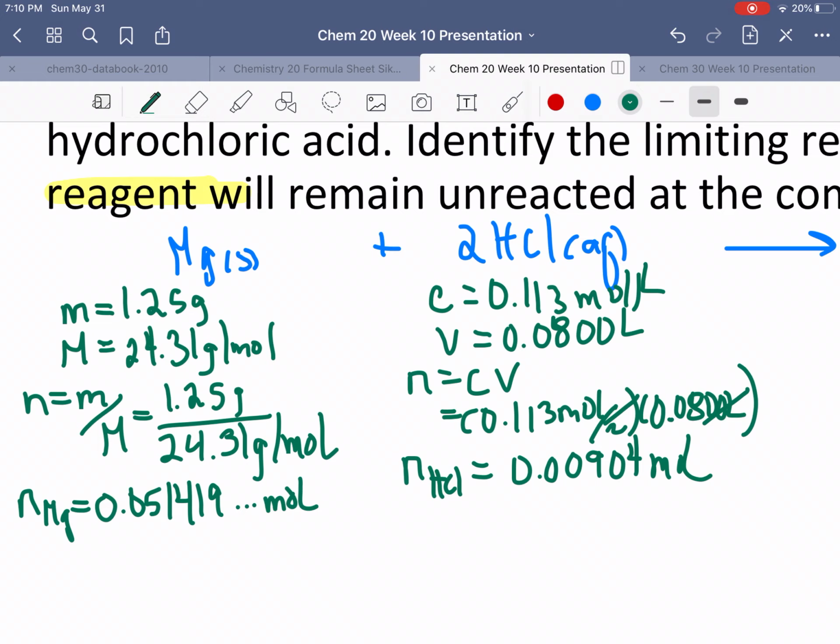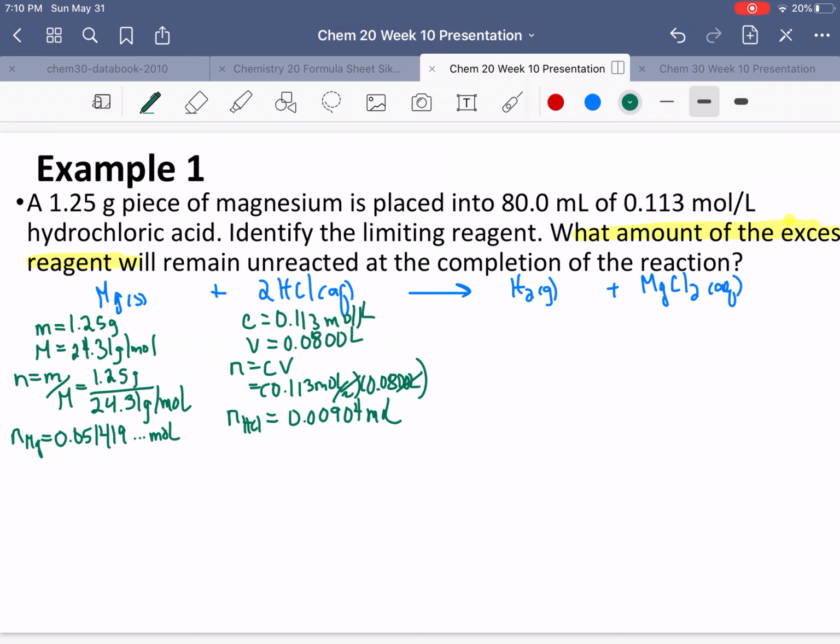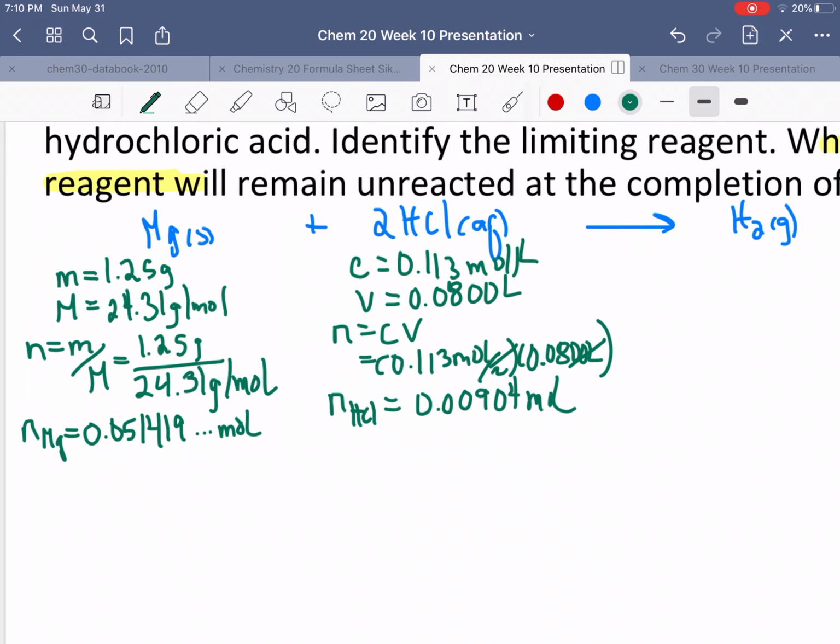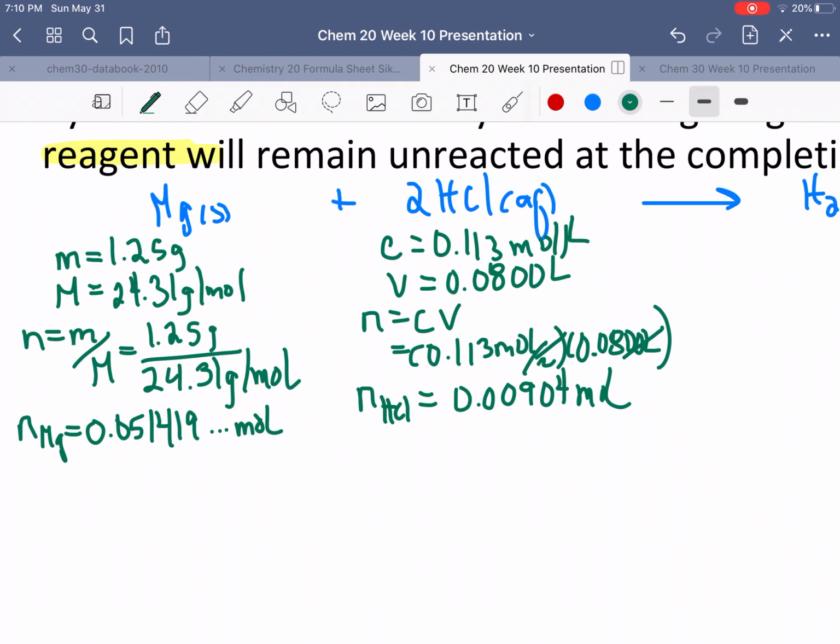All right, here's the common mistake number 1. People compare these two values. You have to use the coefficients to divide by those to actually compare the ratio amounts before you look at which one is limiting. So be careful for that, okay? So for instance, for magnesium, there's a 1 in front. That means I need to take that for magnesium and divide by 1, right? Vice versa, for hydrochloric acid, there's a 2 in front. That means I need to take this value and divide by 2. Now I'm going to have something I can actually compare.